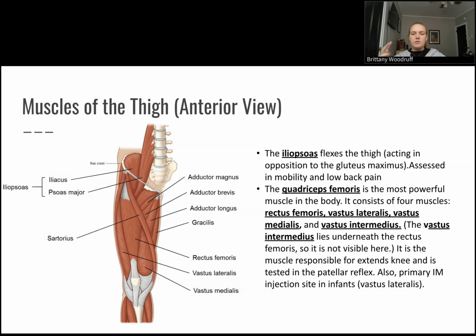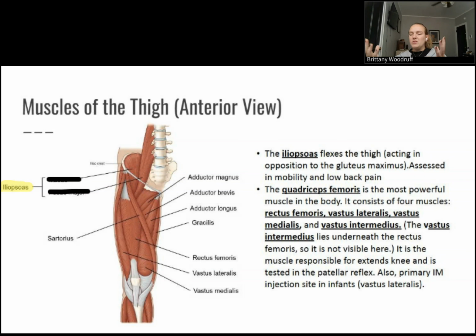Now looking at your thigh. Your iliopsoas is technically two muscles, so they have you labeling both. Don't worry about that. I just want you to know it as the iliopsoas. Your iliopsoas muscle is responsible for flexing the thigh. Think about the motion you do when you sit down or squat: you are decreasing the angle between your leg and your abdomen over your hip, so you're flexing your thigh. It gets assessed in mobility and lower back pain.